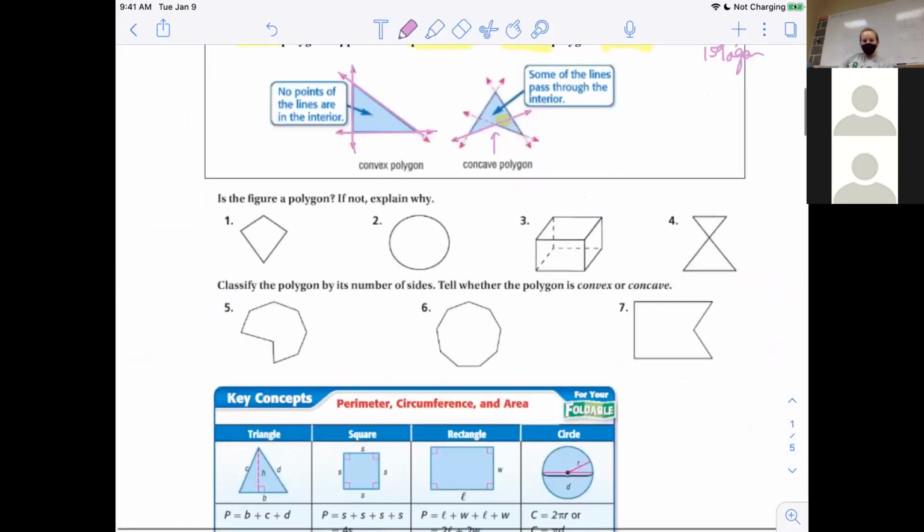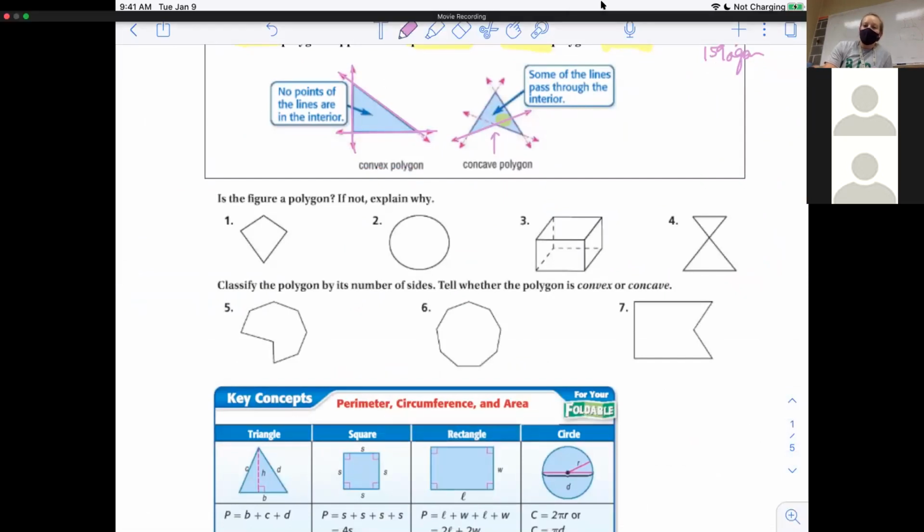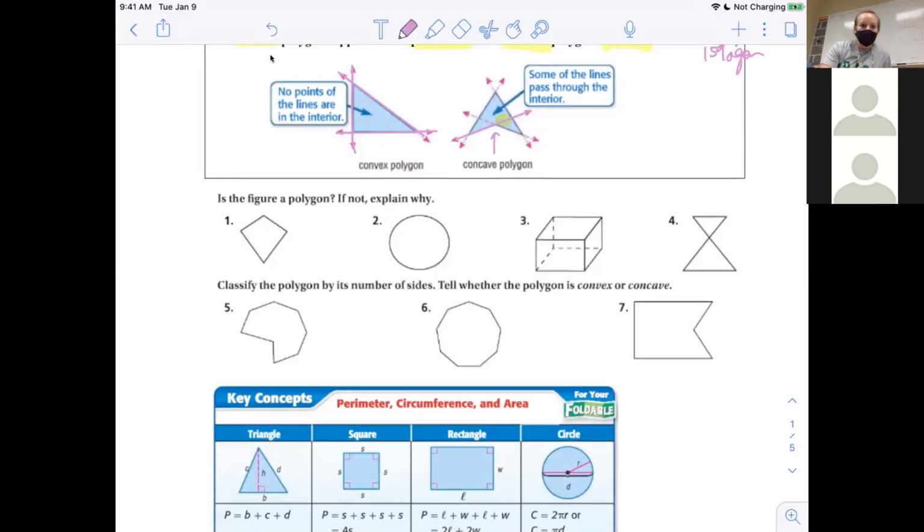Okay? I want you to try 1, 2, 3, and 4 and tell me, is it a polygon or is it not? And then I want you to try 5, 6, and 7, name the polygon, and then tell me if it's concave or convex. Okay? I'm going to take attendance. So in the 10 seconds it takes me to take attendance, I want you to try these. 1, 2, 3, 4, is it a polygon or no? 5, 6, 7, what's its name, and is it concave or convex?